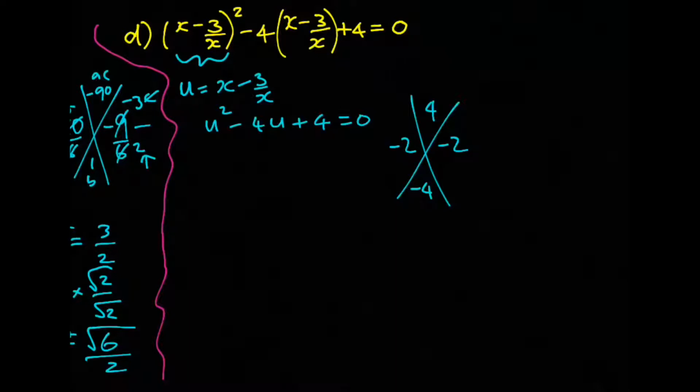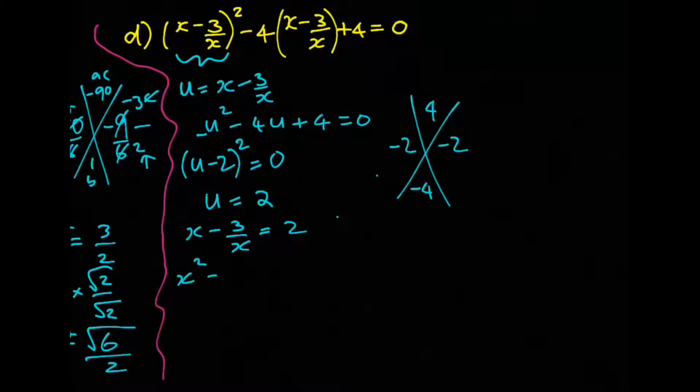Now the coefficient in front of the u squared is 1, so we don't have to break that down any further. So we've got u minus 2, and its perfect square equals 0. So u is equal to 2. So x minus 3 on x equals 2. Let's multiply everything by x to get rid of the x on the bottom. So x squared minus 3 equals 2x.